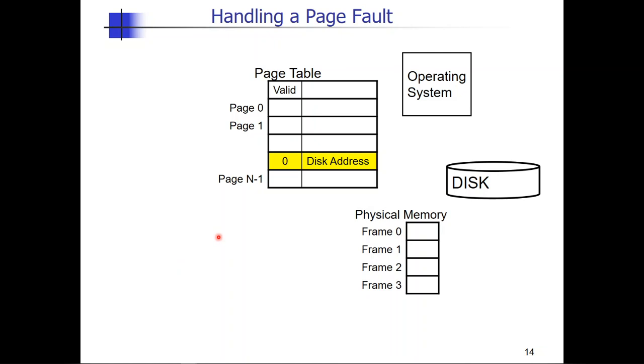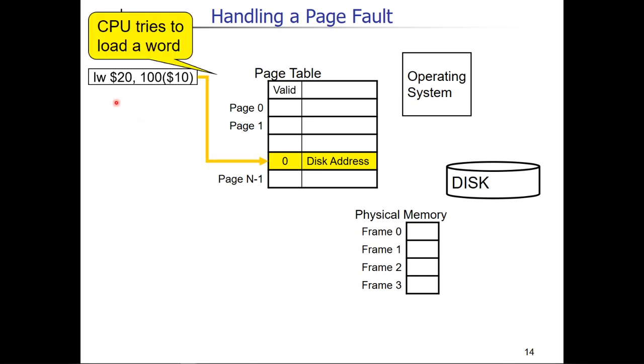Now let's see how the operating system handles a page fault. A page fault is when we look up the page table and the valid bit is set to 0, and we need to look at the information on the secondary disk, a hard disk. So how are we going to handle it?